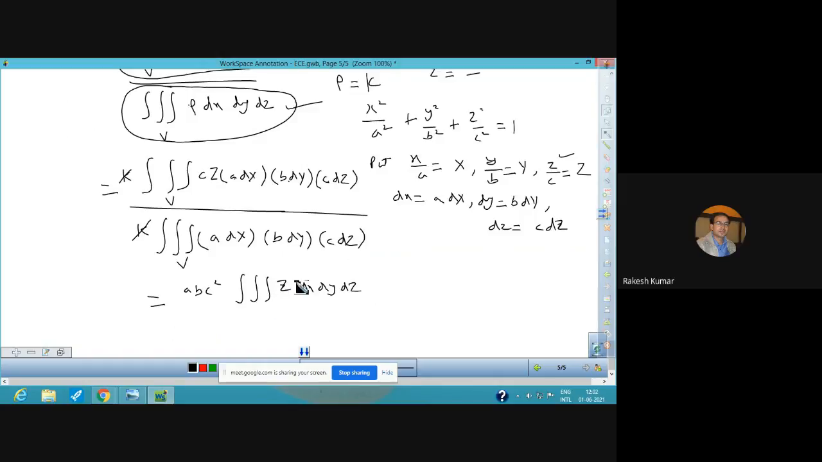And this is capital Z, capital X. Just change the small variables into capital. So this is over V, this is capital V, dX, dY, and dZ. And when we put this, you will get a sphere. Sphere in capital X, capital Y, capital Z with unit radius.